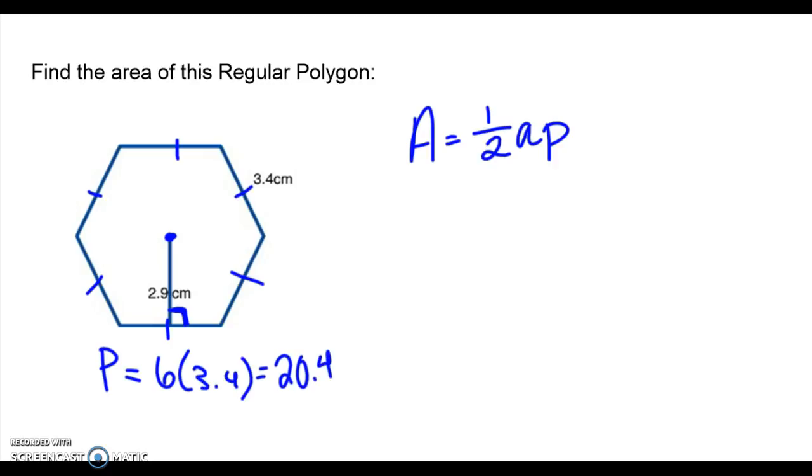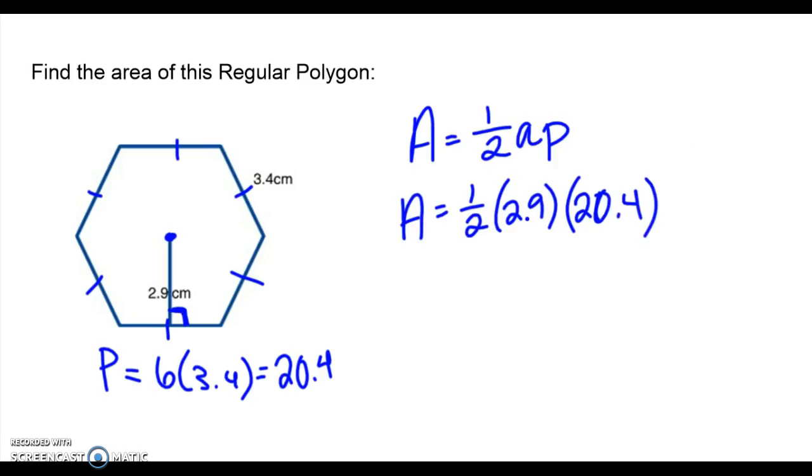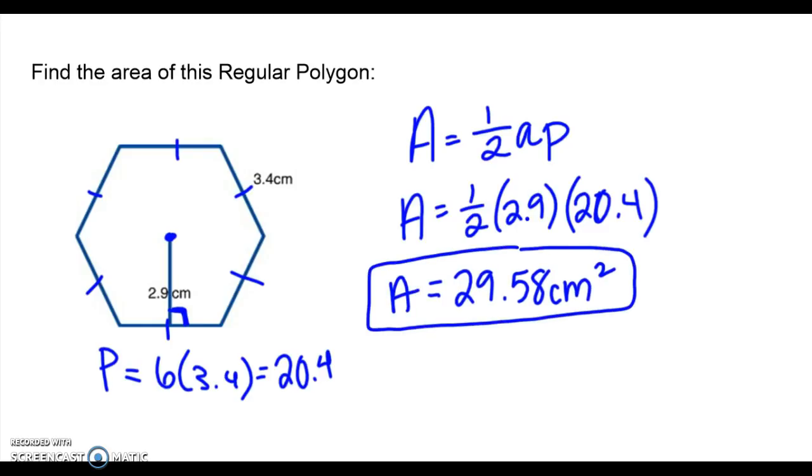Okay, and if I'm going to plug all that into my formula over here, my 1/2, my apothem, is 2.9, and my perimeter was 20.4, not 20.5. Right, and when I multiply everything together, I end up with 29.58 centimeters squared for my area of my hexagon.